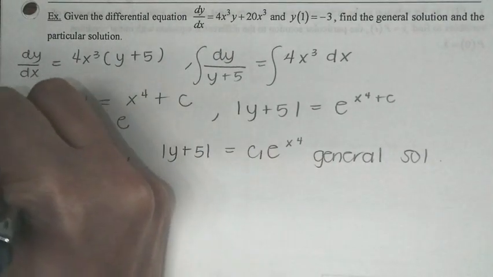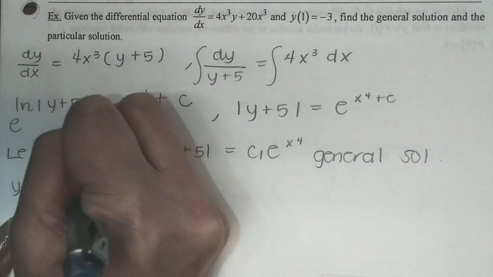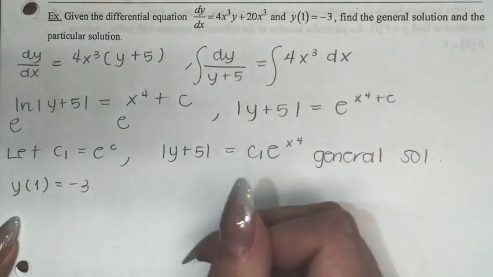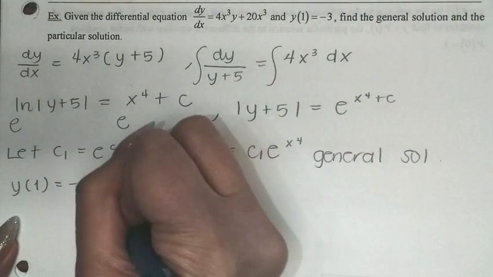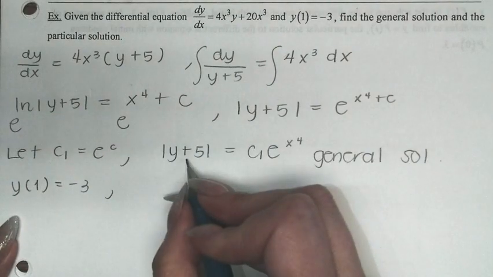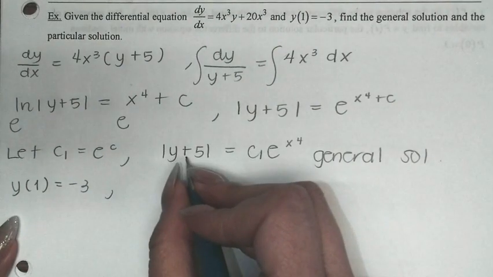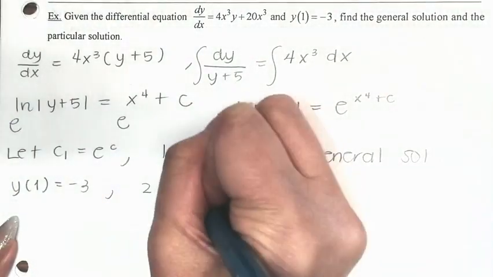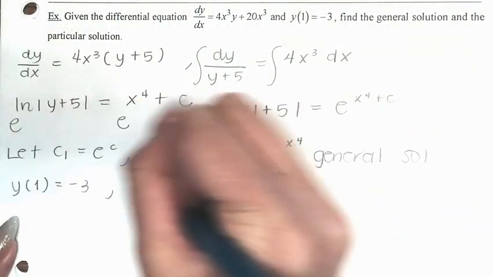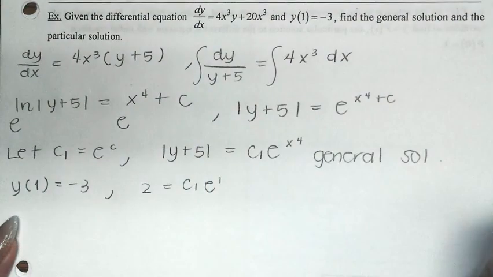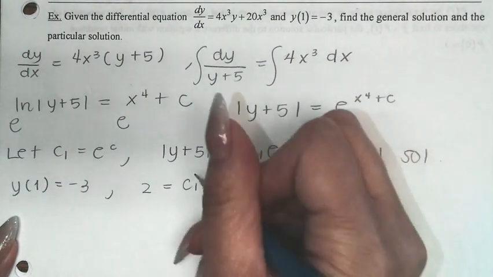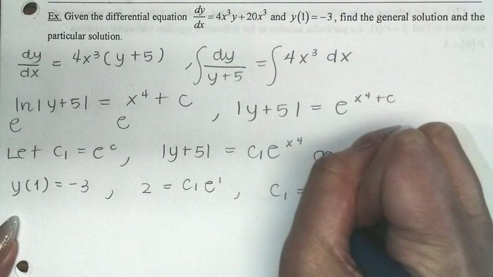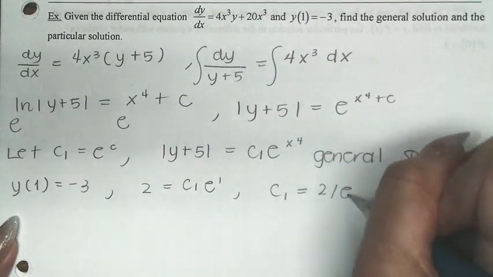Now, what are you going to do with the particular solution? We're going to use the initial condition y of 1 is equal to -3, having your x as 1 and your y as -3. So you are going to plug it here. When you plug the -3 here, what happens? You know that 2 is going to be equal to c1 e to the 1 to the power of 4, which is 1. So you know that c1 is going to be equal to 2 over e.